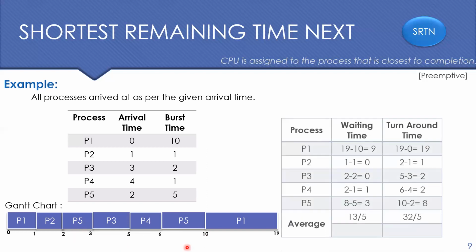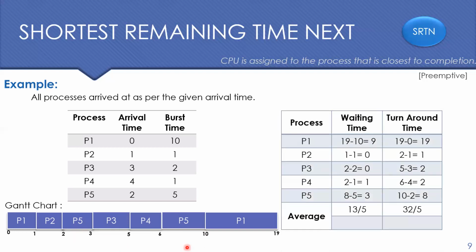Now, if we talk about turnaround time and waiting time of these processes, for process P1, the turnaround time will be completion time minus arrival time, that is 19 minus 0, which is equal to 19, and waiting time is turnaround time minus burst time, that is 9. Similarly, waiting time for P2, P3, P4 and P5 will be 0, 0, 1, 3 and turnaround time as 1, 2, 2, 8 respectively.